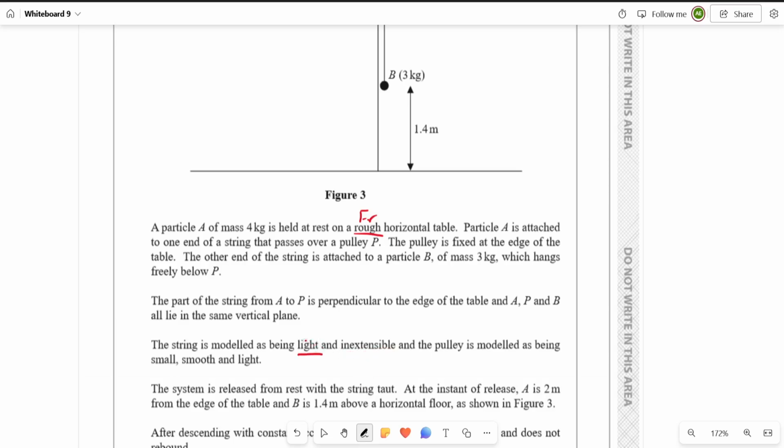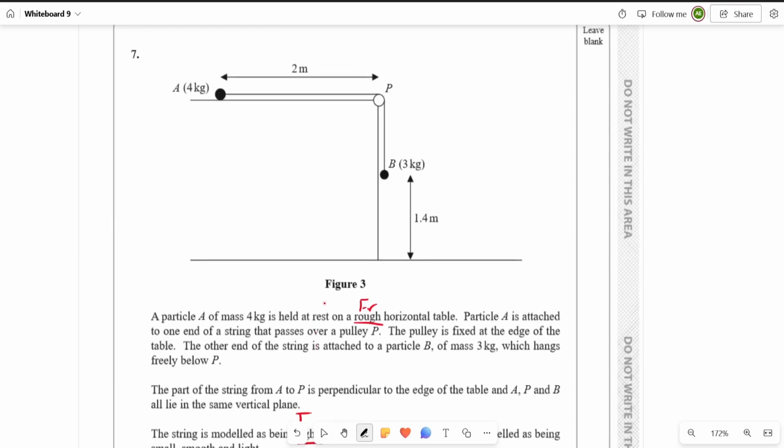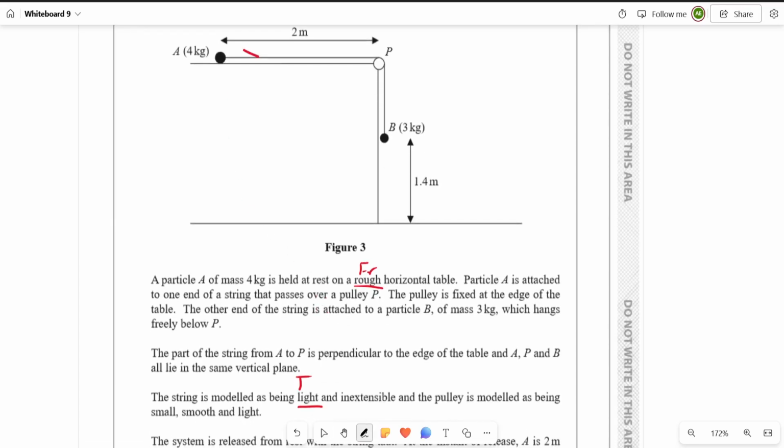Light string tells me that for the same string, if that string is light, then the tension on both sides of the string are going to be equal. So this T is going to equal this T over here. And when you think about the pulley as your object, the pulley is experiencing a tension force this direction and a tension force in that direction. They're also going to be T. So basically the word light tells me that tension everywhere in the string is equal.